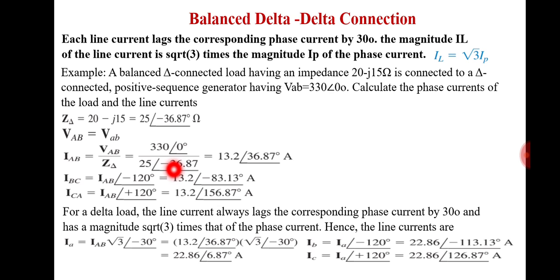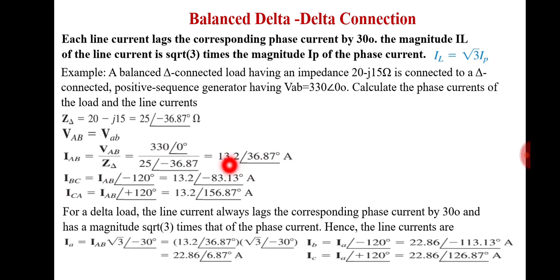Here is 330 with angle 0 degree divided by 25 with angle minus 36.87. Now magnitude, divide the magnitude and subtraction of angle. So value becomes IAB is equal to 13.2 with angle 36.87 ampere.